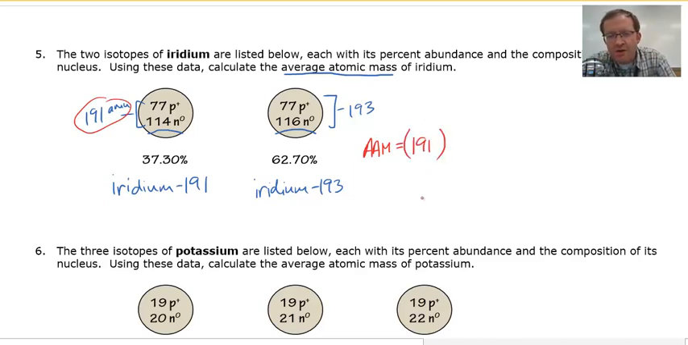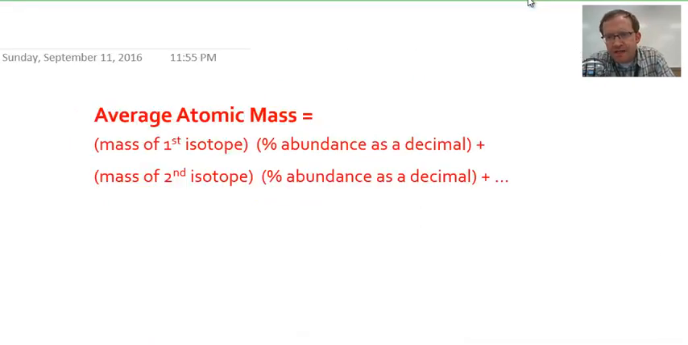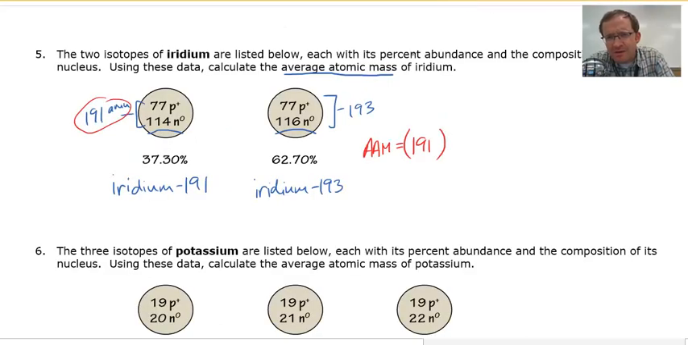And I'll leave the AMU off because everything's going to be in AMUs here, and it'll help keep it a little bit cleaner for these first examples, times its percent abundance written as a decimal. Well, its percent abundance is here, 37.30%. To write any percentage as a decimal, you simply divide it by 100, or some people think about it as move the decimal 2 places to the left.